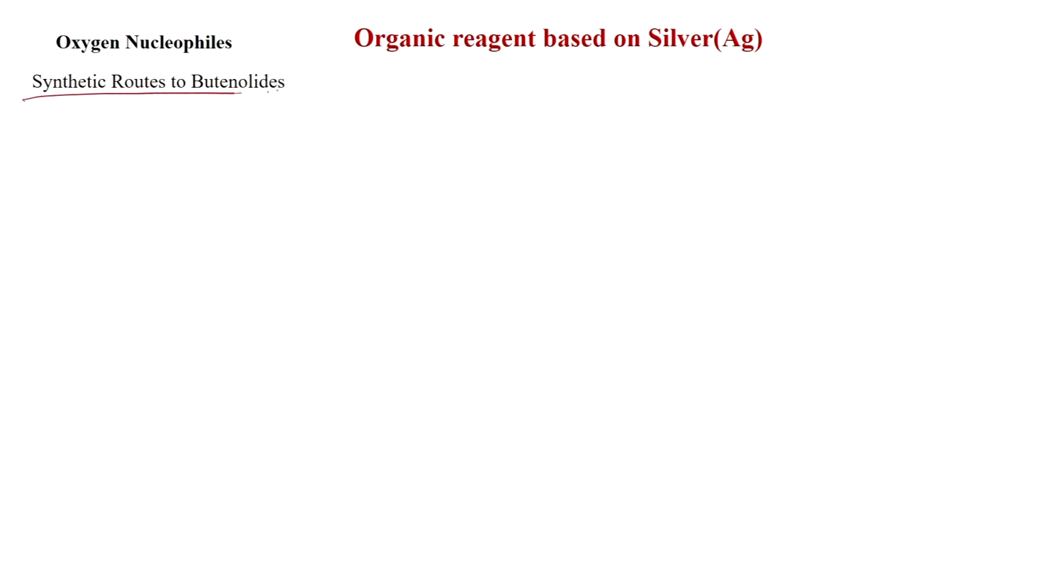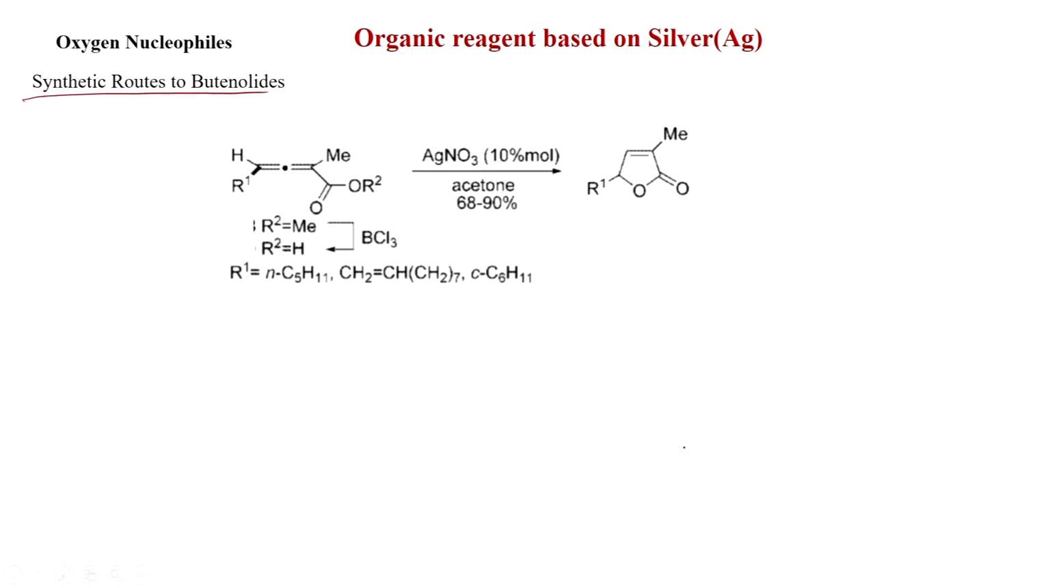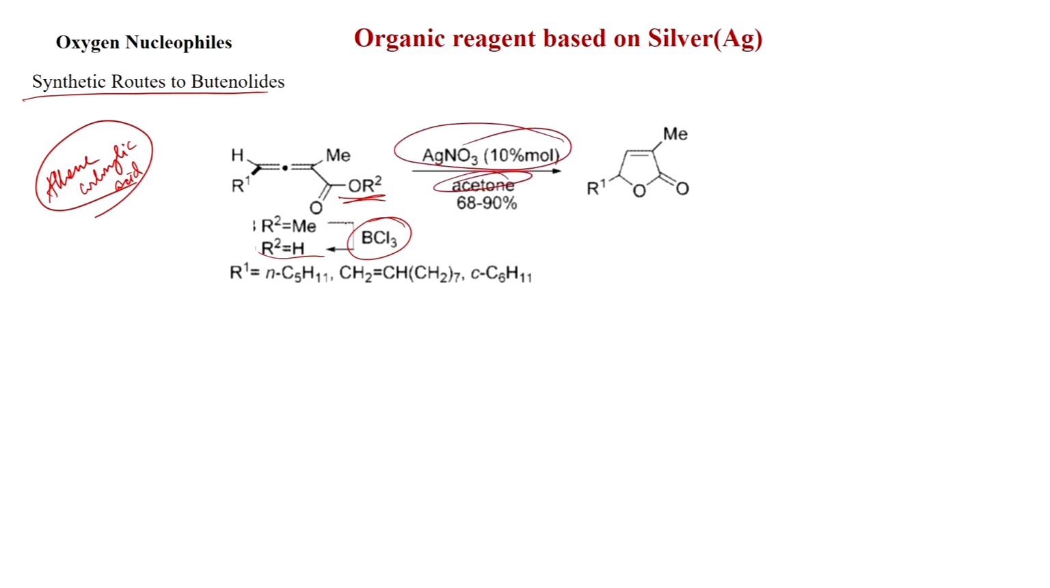Now we will discuss synthetic routes to butenolides. So you see here the allene group and carboxylic acid. So here what will happen, this A-star can be converted to the acid by treatment with boron trichloride, then you can get the acid, and that acid if you treat with 10 mole% silver nitrate in acetone solvent, you can get this butenolide. So this is butenolide.